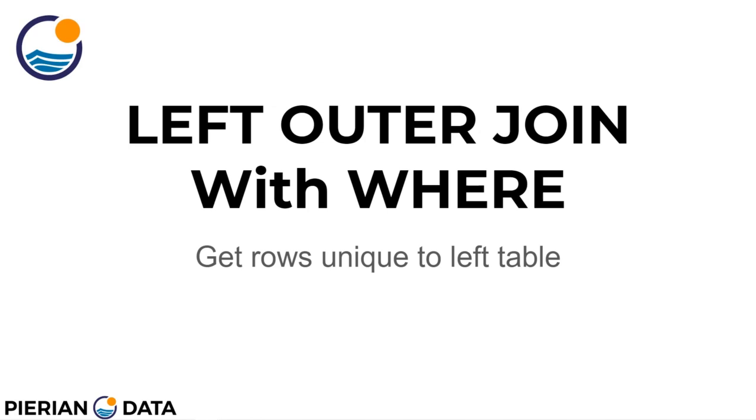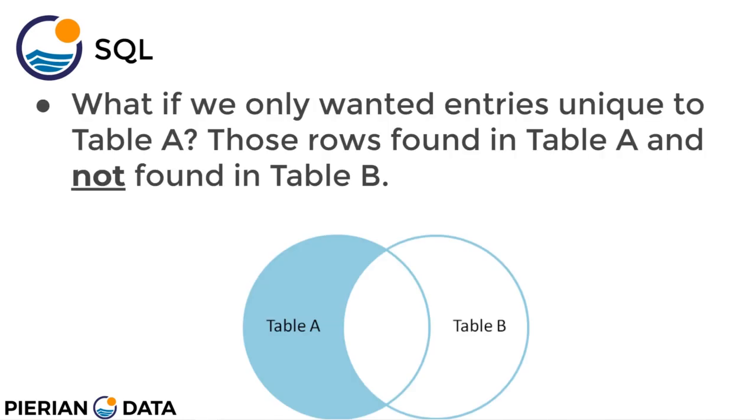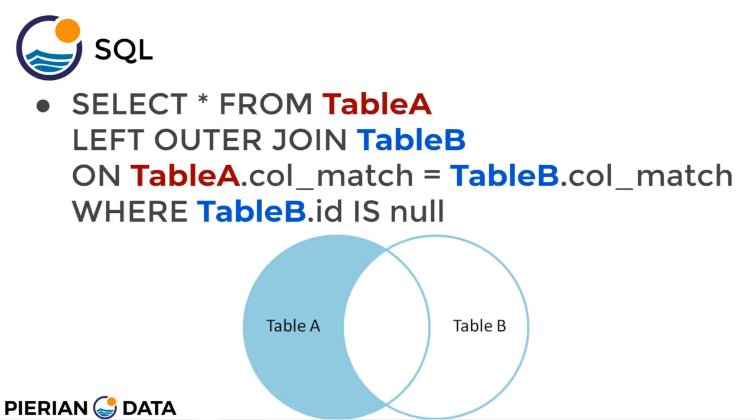Now we can further qualify this with a where statement to get rows unique only to the left table. So for instance, what if we only wanted entries unique to table A? Those are rows found in table A and not found in table B. So we're essentially just grabbing rows unique to table A, not found in this other table. So the way we do that is by saying the following. We're going to again select from table A, do a left outer join on table B, specify the column to match on, and then we're going to say where table B is null. Because if table B is null, that means the resulting rows would only be unique to table A.